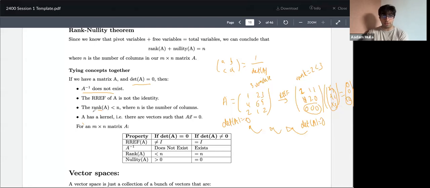The other way of thinking about it is, if the rank is less than n, then we know the rank plus the nullity has to equal n. So if n is 3, for example, and the rank is less than 3, if the rank is 2, then the nullity has to be 1. So we have to have some nullity. We have to have vectors in the kernel, which means we have a kernel in the first place.